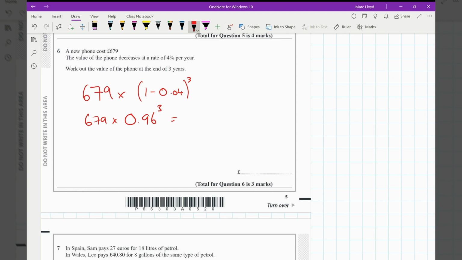So 679 times by 0.96 cubed, use that calculator, 600.735744, which will be £600.74. How do I know to do it to 2 decimal places? Well, it's money, and whenever you've got a money question, you must do 2 decimal places.